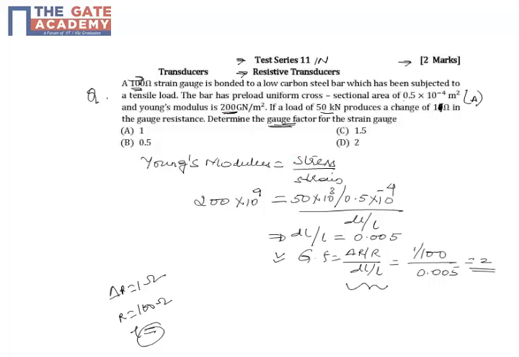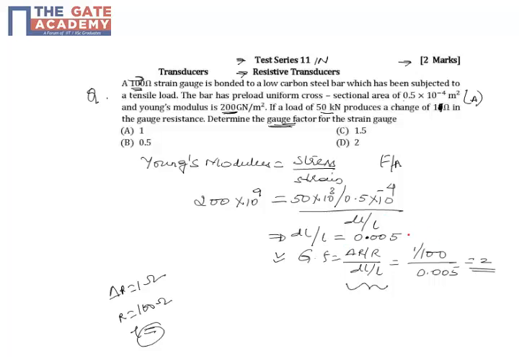So Young's modulus is given as 200 into 10 to the power of 9 Newton per meter square, which is equal to stress, which is nothing but force per unit area. The force is the load, which is 50 kilonewton, 50 into 10 to the power of 3, divided by the cross-sectional area, which is 0.5 into 10 to the power of minus 4, which gives me the stress. And strain is nothing but change in length by original length, which is unknown. So the unknown quantity, the strain, is computed as 0.005 from the above expression.